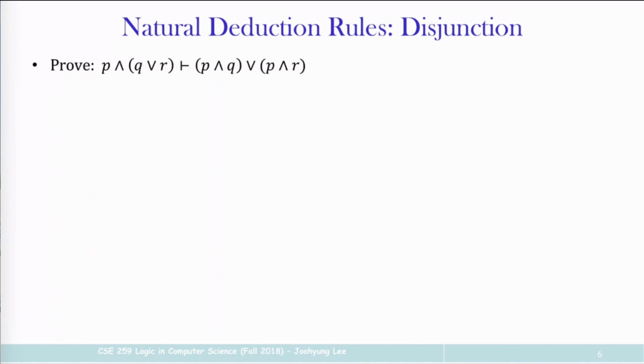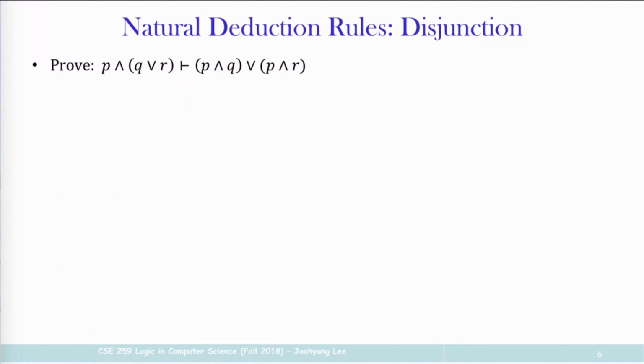Let me try another one, which is about the distribution property. So here you have P and Q or R. Can derive P and Q or P and R. It's like multiplication distributed over addition in arithmetic, right? So that's what we can do. Okay. By the way, I don't mind that these problems are also in the homework problem. Okay, as long as you understand and you can write the whole solution by yourself.